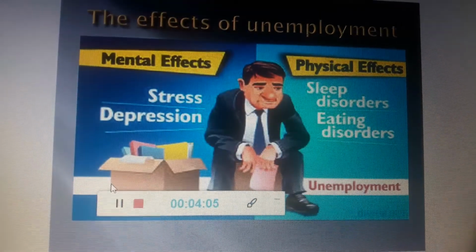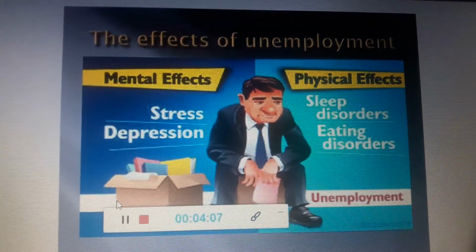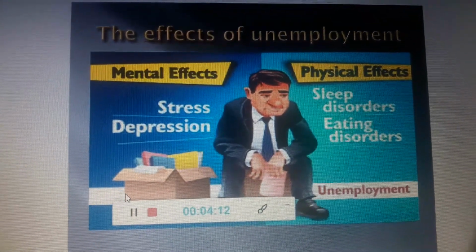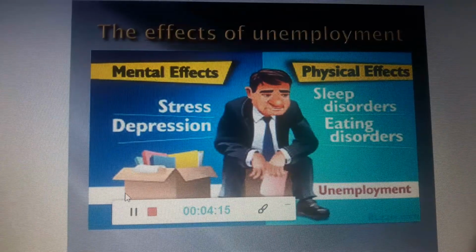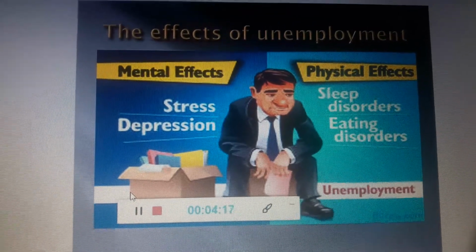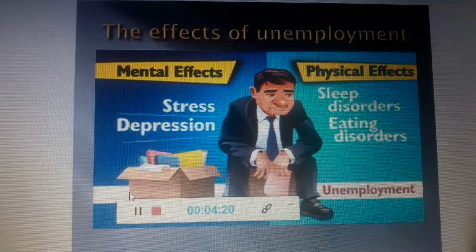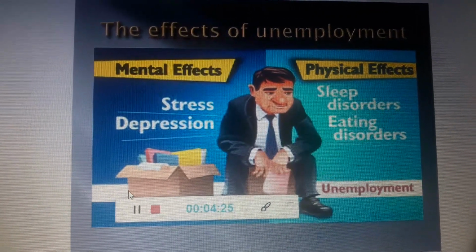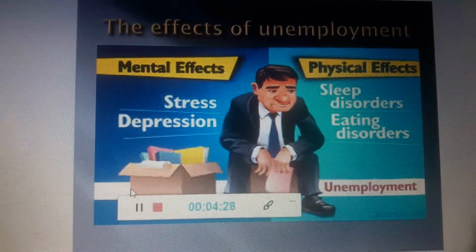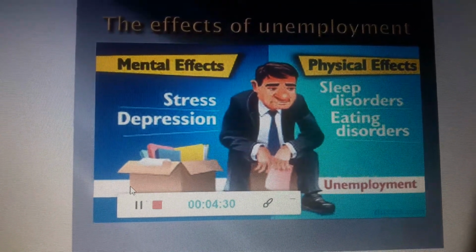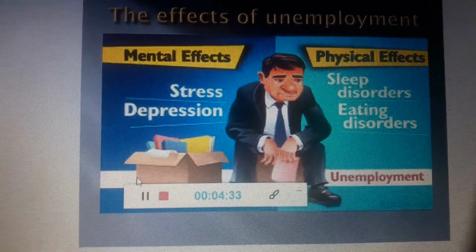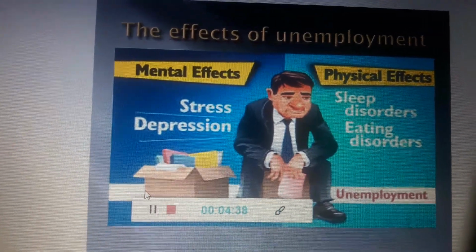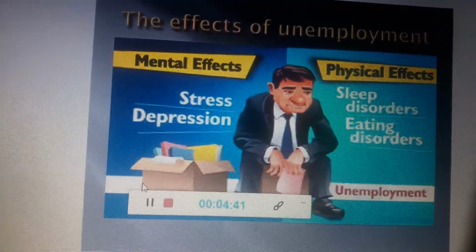So now I will talk about the effects of unemployment. We have two forms of effects: first, mental effects, and second, physical effects. The mental effects are stress and depression, and the physical effects are sleep disorders and eating disorders. But we have another effect that we see in our societies: the crime rate is increasing in our society because of this problem.